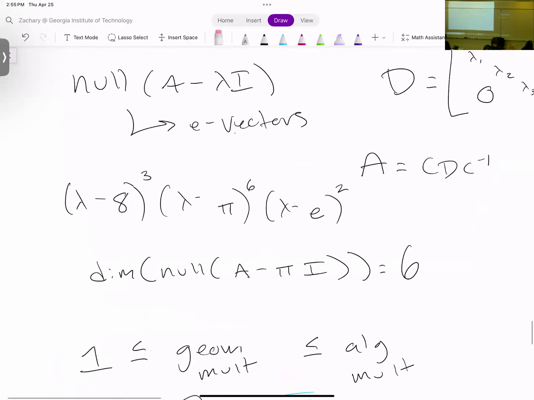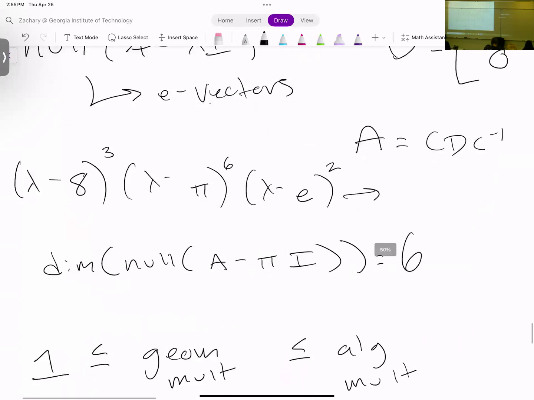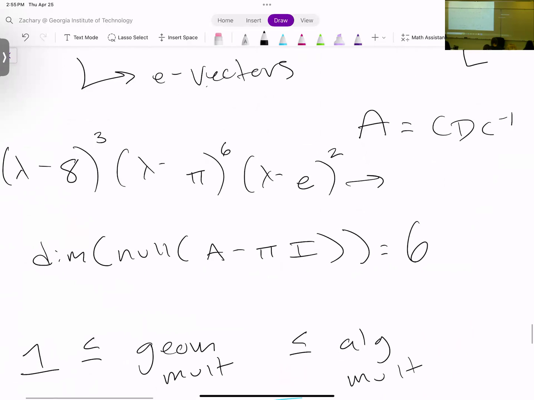One other thing I'll say about this. What is my determinant? I don't want the exact number. It's not 0. I want a little bit more specific of a case. You don't have to work it out, but what is it going to be equal to? 8 cubed times pi to the 6th times e squared.